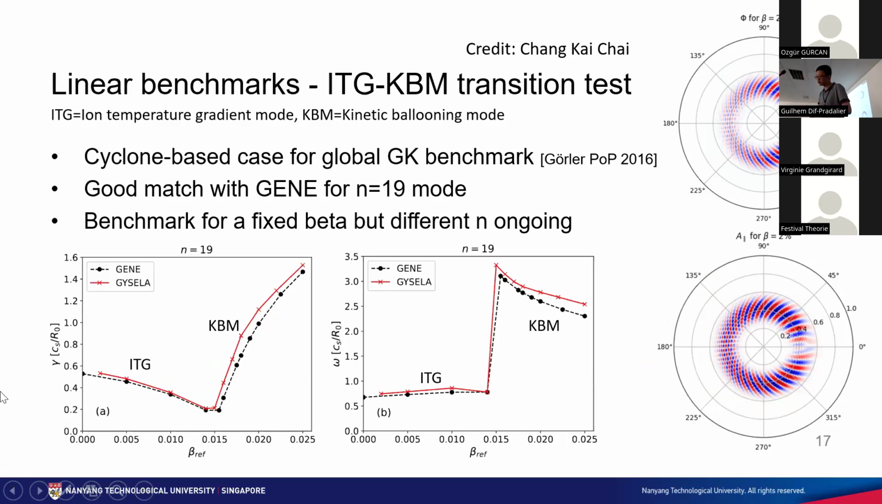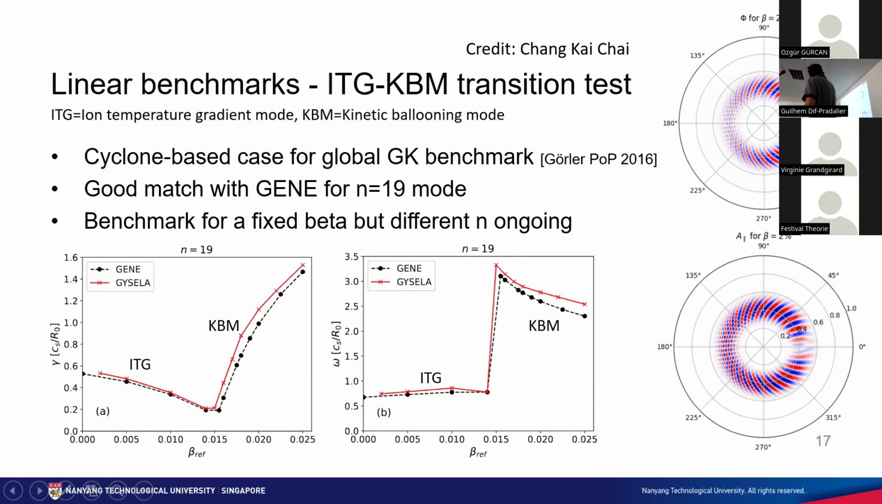So as you start from 0 beta, you expect to excite ITG. As you increase beta, the growth rate of ITG will decrease, and at some point, a new branch of instability, which is called the kinetic ballooning mode, will take over, and the growth rate will increase. So you basically see these structures typically in the growth rate.